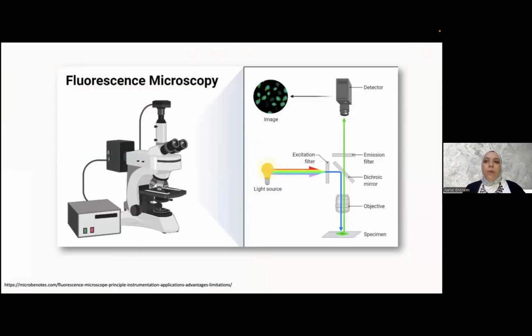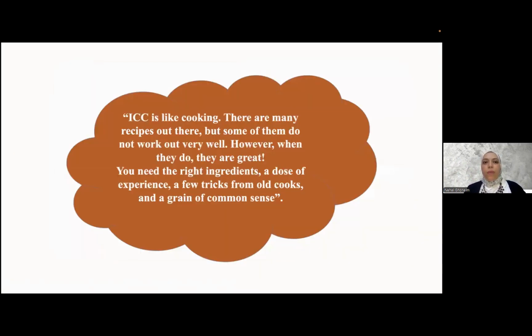And eventually we'll image using fluorescence microscopes. There's a light source for excitation, as we mentioned, at certain wavelengths specified for each fluorophore, and the light will be emitted at another wavelength and detected using the fluorescence microscope.